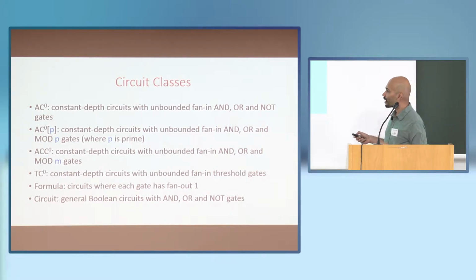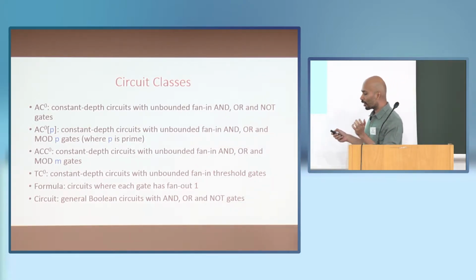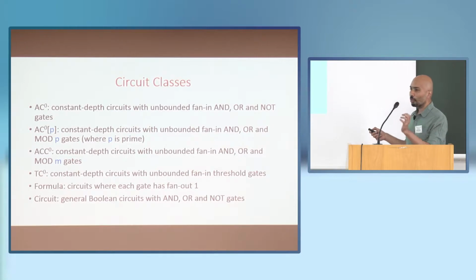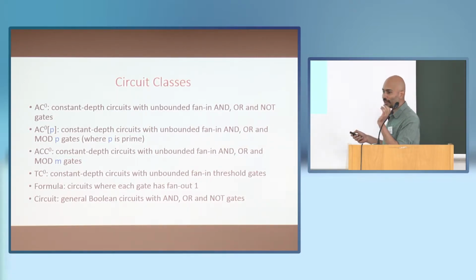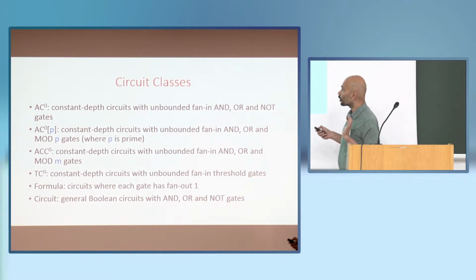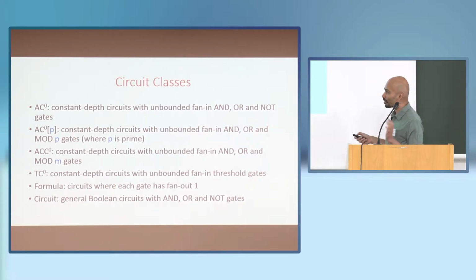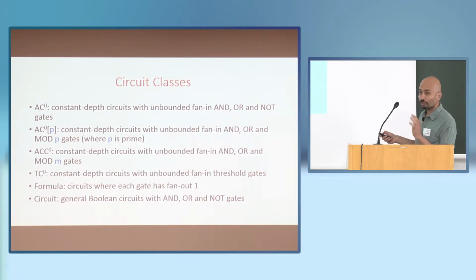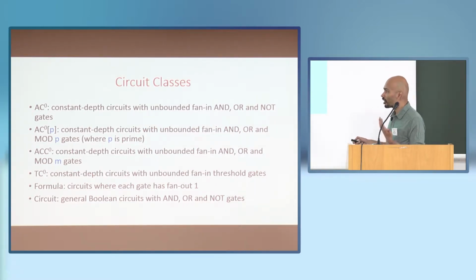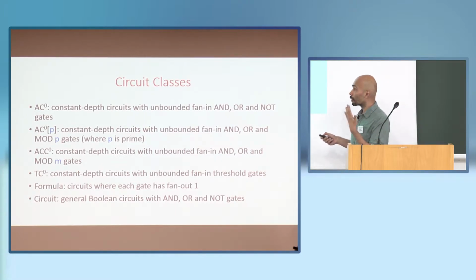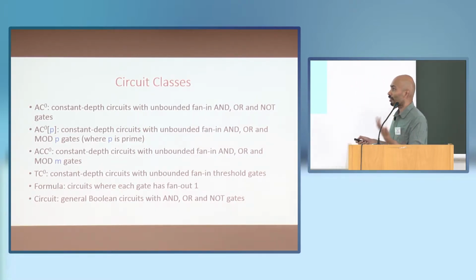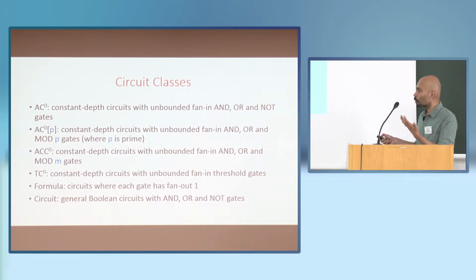with various kinds of gates. Here you have unbounded fan-in threshold gates. So each gate says that some linear function is at most some number: the sum of a_i x_i is less than or equal to b, where the a_i's and b are integers. So that's what a threshold gate is. And TC0 is the class of constant depth circuits with unbounded fan-in threshold gates. And then we have formulas. These are just circuits which are trees, where the graph of the circuit is a tree. So each gate has fan-out 1.